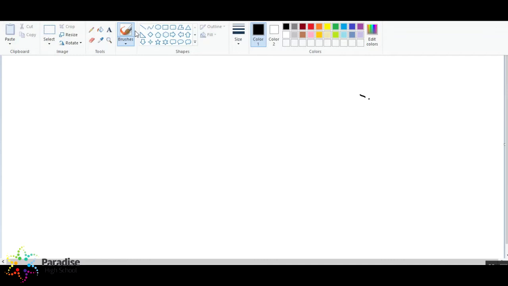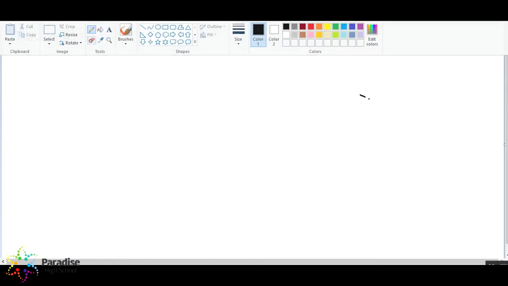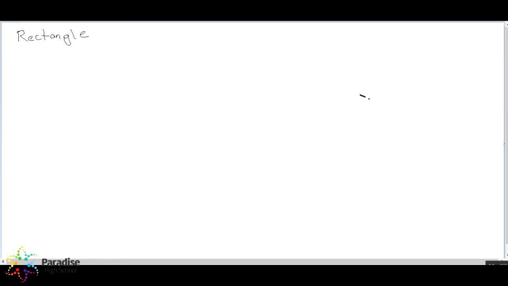Merhaba. Bugünkü konumuz today we are going to talk about rectangle. Okay. So what kind of picture is rectangle? Let's check it out. So we have a rectangle. Sorry for terrible drawing. Okay, let's say that ABCD.